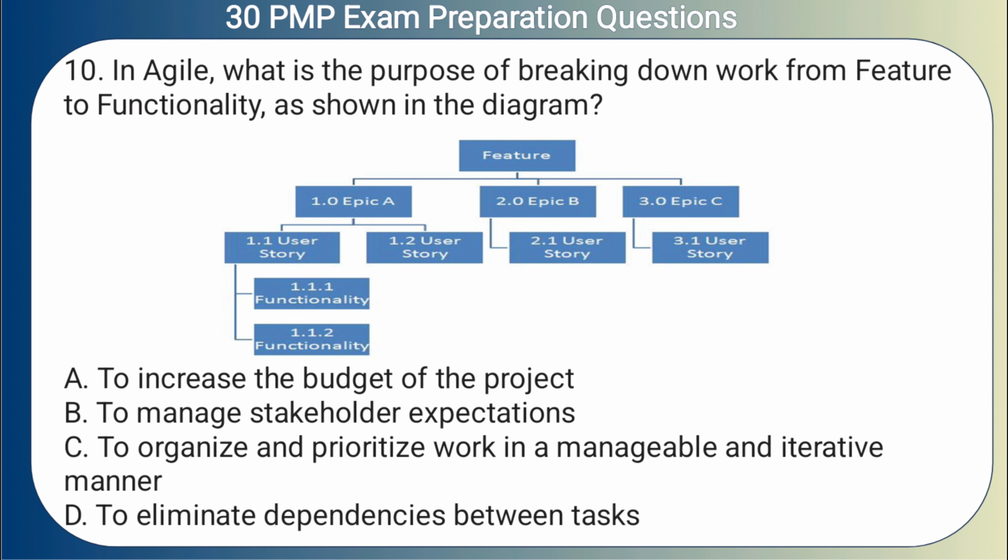10. In Agile, what is the purpose of breaking down work from feature to functionality, as shown in the diagram? A. To increase the budget of the project. B. To manage stakeholder expectations. C. To organize and prioritize work in a manageable and iterative manner. D. To eliminate dependencies between tasks.